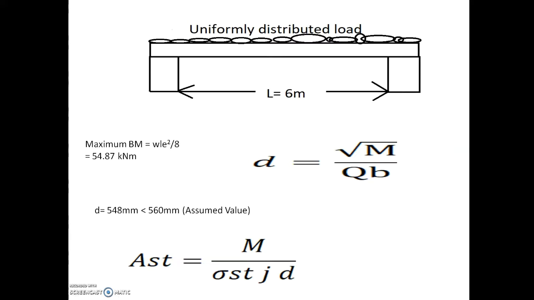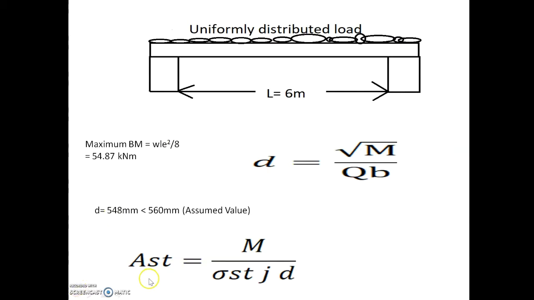And by using the equation M is equal to Qbd², that is for the balanced section, we have to calculate the depth value, that is d is equal to square root of M by Qb. By substituting the M value, Q value and b value, we will get the effective depth, that is d is equal to 548 mm. As we already assumed that the effective depth is 560 mm, our assumed value is higher than the balanced depth, so it is safe.